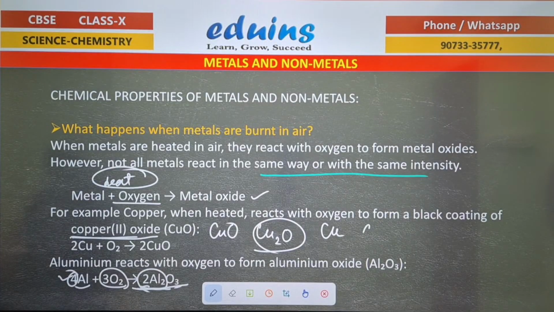Do you have any doubt? So we have to go through the next page.